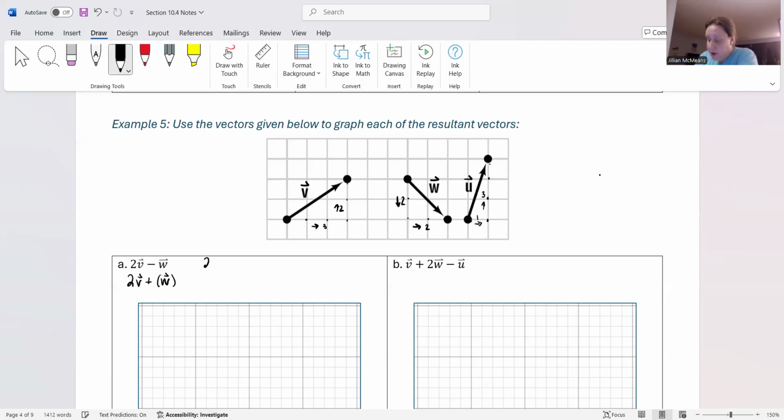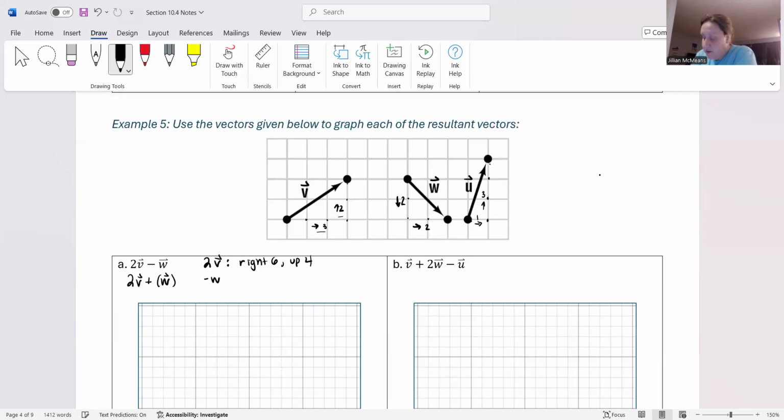Okay? So let's think about what 2 times vector v does. Well, vector v, we had to move it to the right 3, and then we had to go up 2. So if we're going to multiply that by a scalar, we want to multiply both of those by 2. That'll elongate this by a factor of 2, okay? So that means we're going to go to the right 6, and then we're going to go up 4. So I took this 3, I multiplied it by 2. I took this 2, I multiplied it by 2. That's going to be my scalar multiplication of 2.